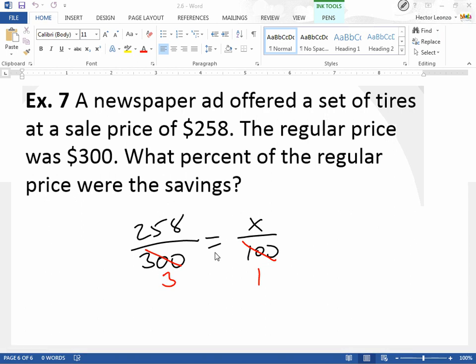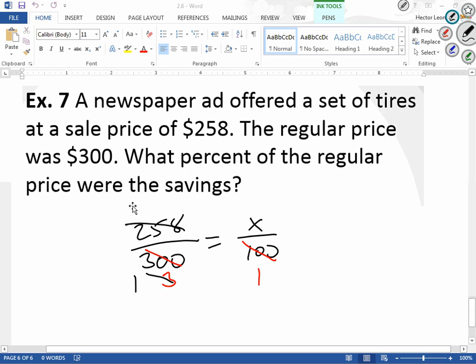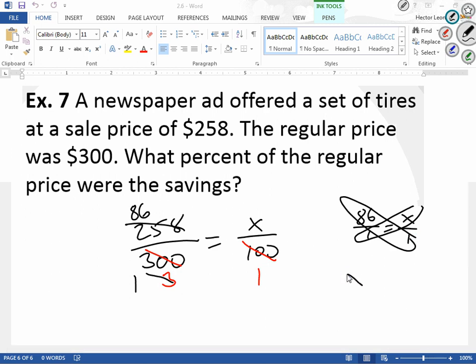Then 258 and 3, let me divide each by 3. So this is 1. 258 divided by 3 gives us 86. So just to make it clear, I have 86 over 1 equals x over 1. Cross multiplied, x equals 86. So I am paying 86% of the entire bill, right? 258 is 86% of 300.